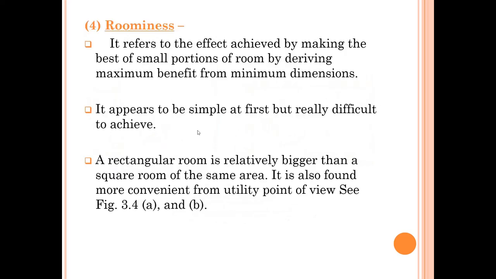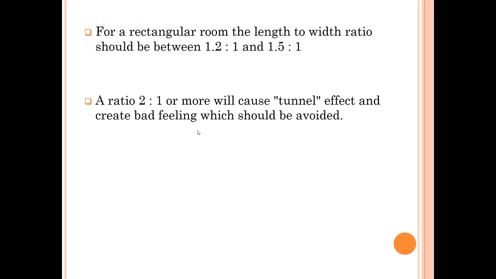So the roominess can be achieved this way. For a rectangular room, the length to width ratio should be between 1.2:1 and 1.5:1. A ratio of 2:1 or more will cause a tunnel effect and create a bad feeling, which should be avoided. So while planning a rectangular room also, we have to keep this in mind, that the ratio between width and breadth should be between 1.2:1 to 1.5:1, and it should not be more than 2:1 in any case, because it will look like a tunnel, that creates a bad feeling, and that should be avoided.